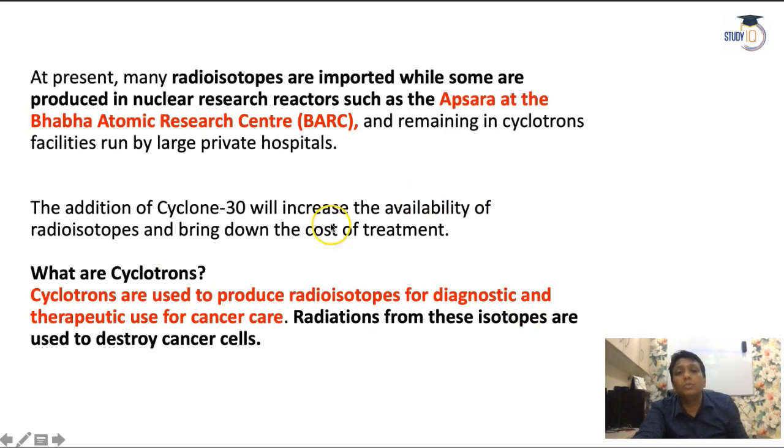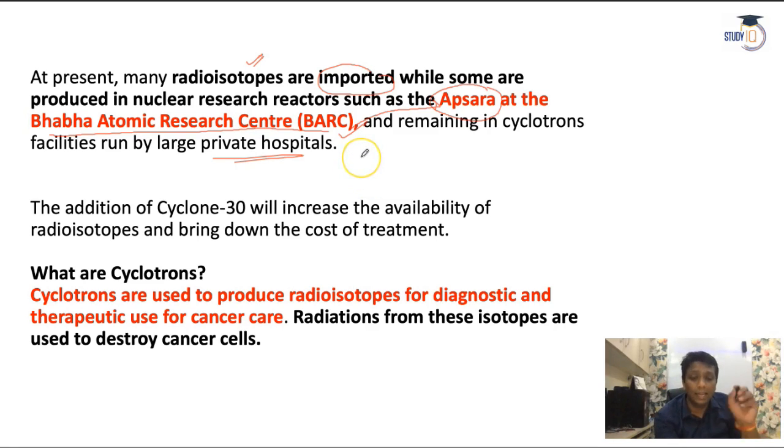Radioisotopes are imported, while some are produced in nuclear research reactors. India also produces radioisotopes in the Apsara reactor. What is this Apsara reactor? It is at the Bhabha Atomic Research Centre. The Apsara reactor is where we generate radioisotopes, but private sector companies and private hospitals also generate radioisotopes, and with their help they are involved in the various treatments and diagnosis of cancer.